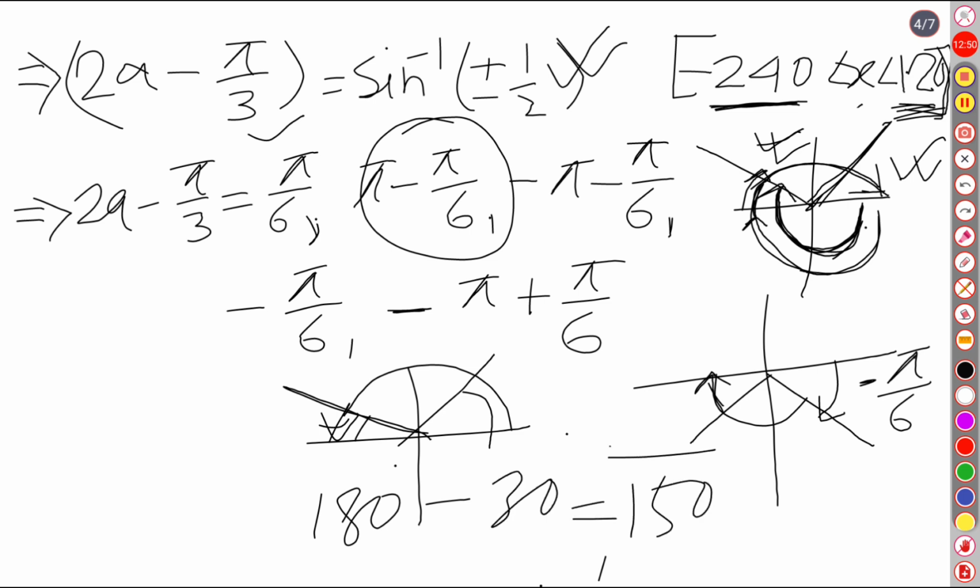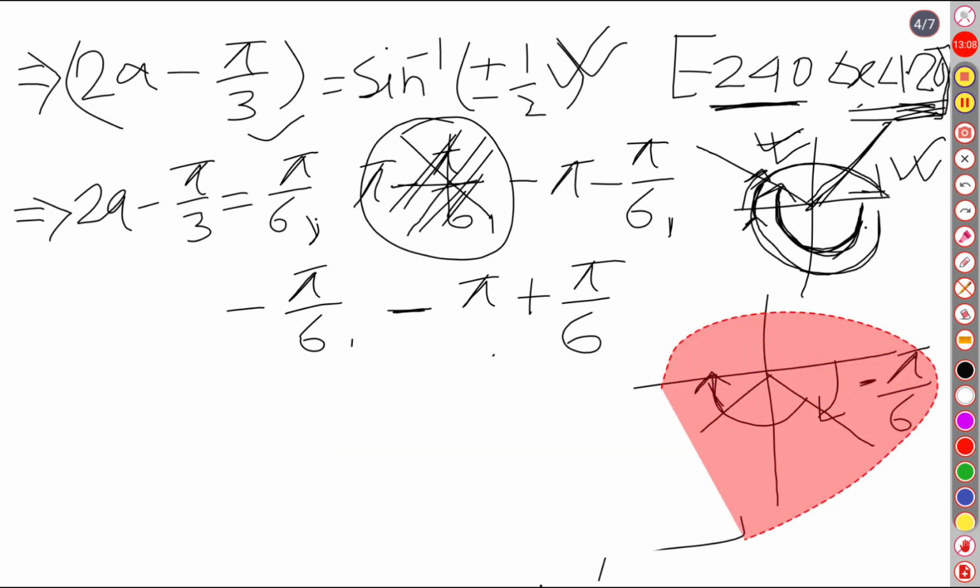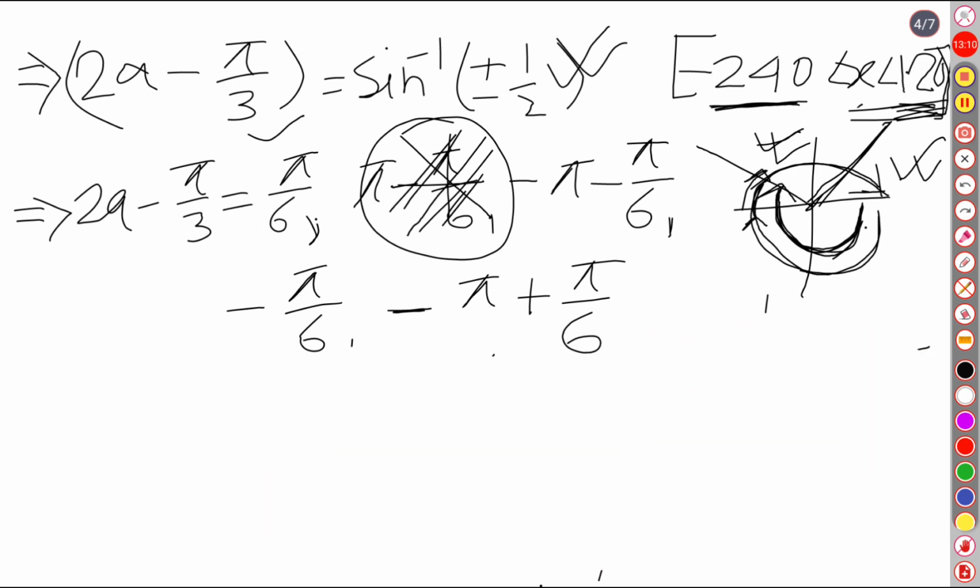So positive 150 is not in our domain. Look, our domain is 120. So actually this is not accepted. It's exceeding our domain. So this is not correct. Rest of the 4 are our value. Let's solve the rest of the 4. Well, then this one is also not necessary for us.